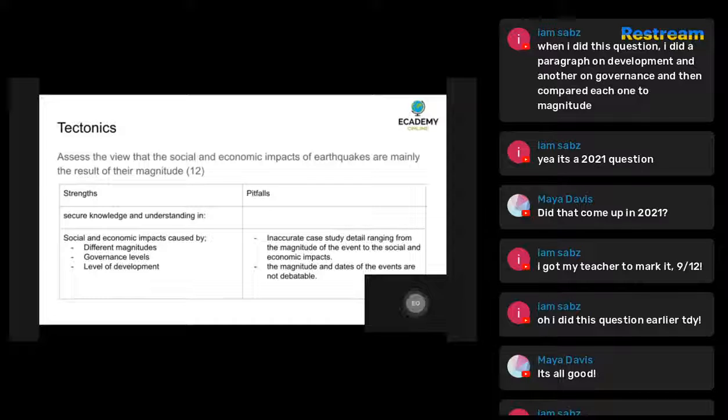So for this question, if you talked about magnitudes, if you talked about governance levels, and you talked about levels of development having an influence, then you are certainly on the right tracks. Word of caution for this question is that if you're just talking about magnitude, then you're seriously limiting your ability to communicate to the examiner that you understand the wider implications of tectonic activity.